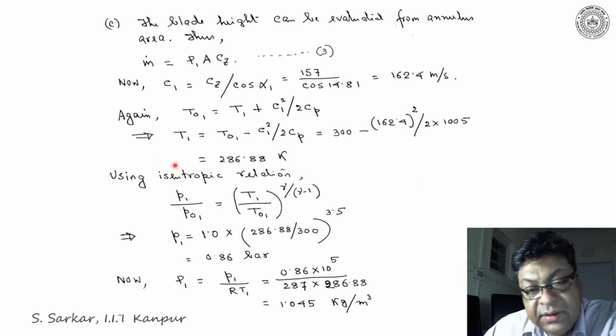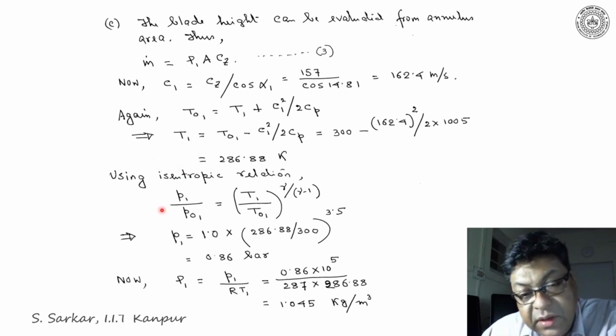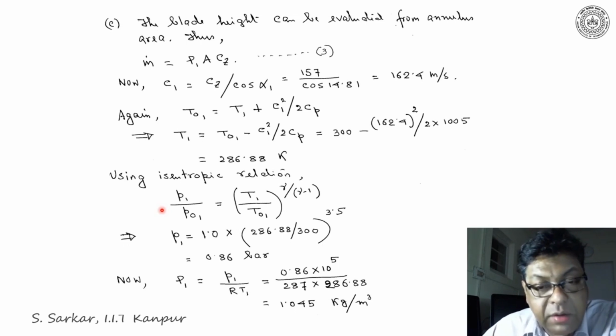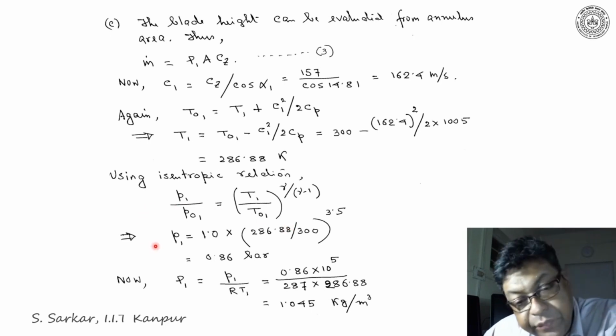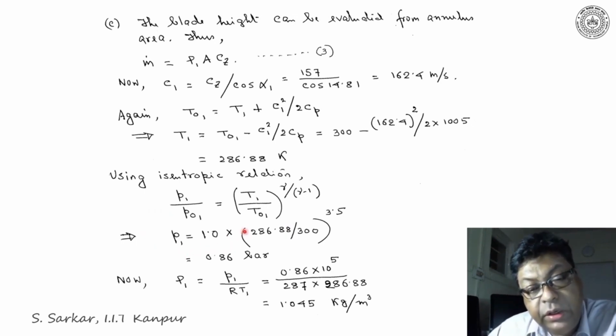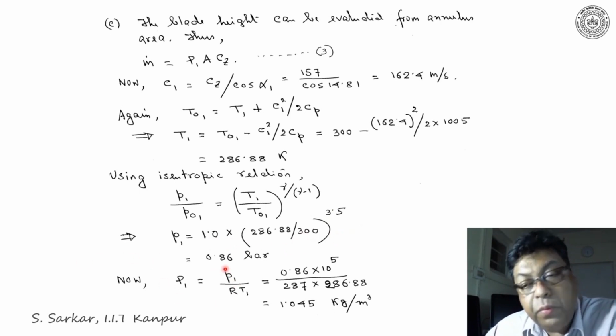Now between the total condition and static condition, we can use the isentropic relation. Thus I can write P1 divided by P01 is equal to T1 by T01 to the power gamma by gamma minus 1. Now I know the ratio of T1 by T01, so this right hand side is known. And since P01 is equal to 1 bar, you can evaluate from here the static pressure. Thus I got static pressure P1 is equal to 1 into 286.88 divided by 300 to the power 3.5. So if you do the calculation, you will get P1 is equal to 0.86 bar.